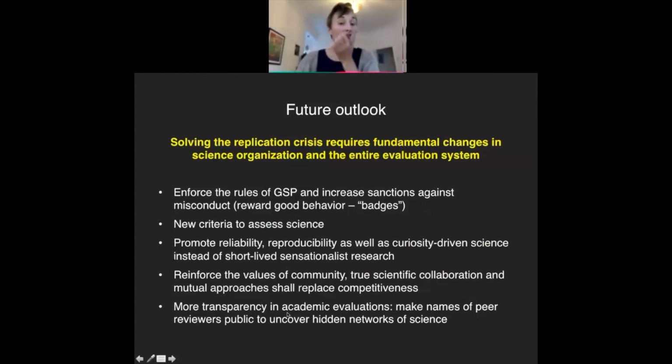Another thing that journals started, and we talked about this today, is more transparency in the academic evaluation. Now you will see that more and more journals publish the reviews alongside the manuscript, or even identify the reviewers by name. When reviewers are identified by name, the reviews are usually much nicer, so the criticism is much more constructive and not as destructive, because they're going to be identified and published. This can also uncover hidden networks of science by making the names of peer reviewers public. So that's another way journals try to improve this crisis and get out of it.